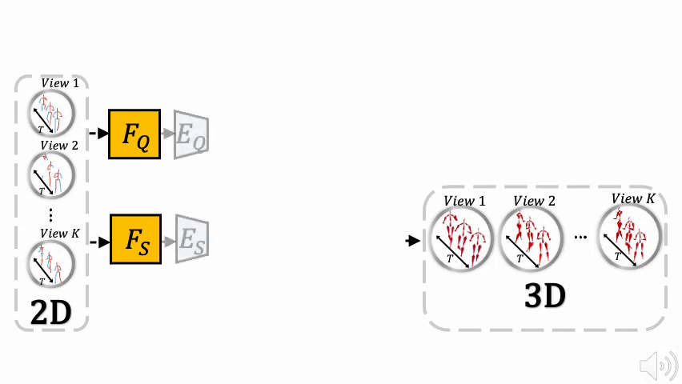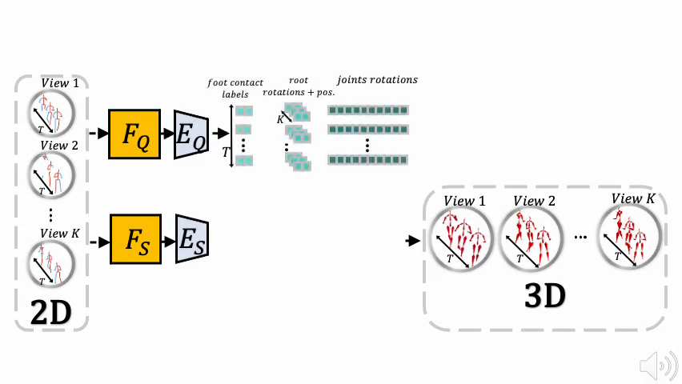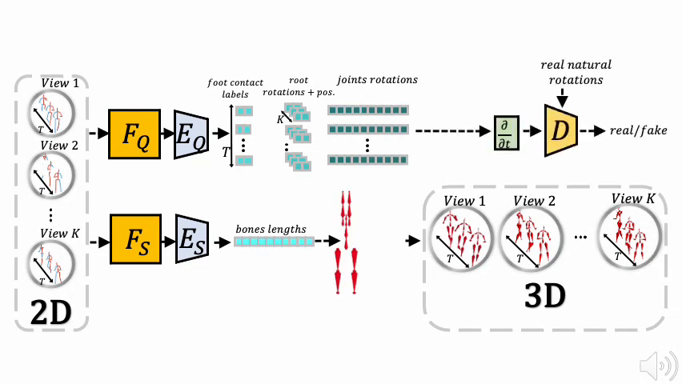We use two encoders. The dynamic encoder, E_Q, outputs a skeleton-independent sequence of 3D joint rotations, global root positions, and foot contact labels. The static encoder, E_S, outputs a single, symmetric 3D skeleton represented by its bone length. We employ a discriminator that brings the temporal differences of rotation angles near the manifold of true rotations.